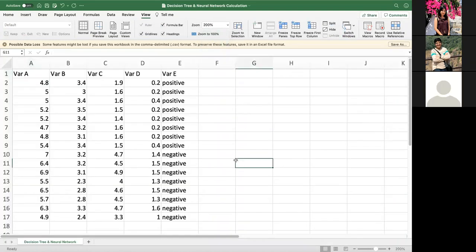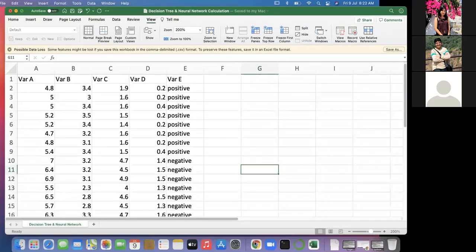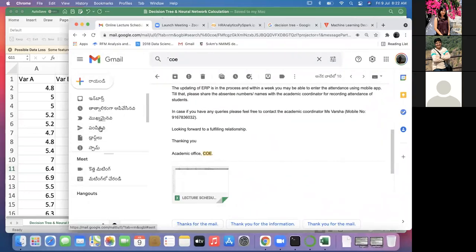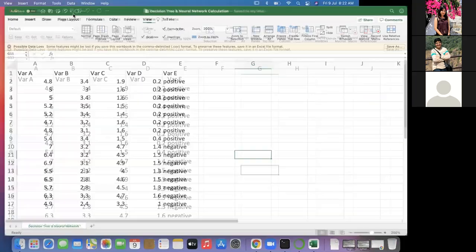So all of you got the sheet? Did I send it? Yeah, I think I have sent it. Yeah, Tanmay, I sent it. You can share it with all your friends.